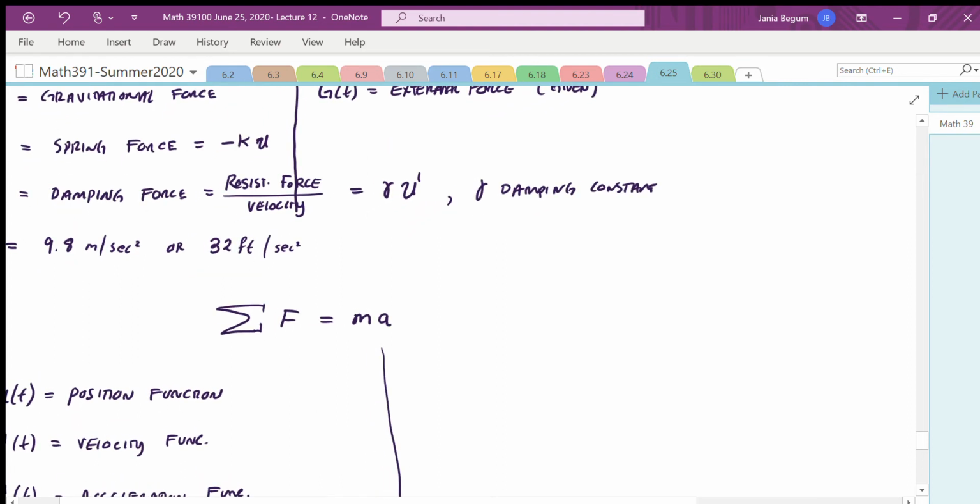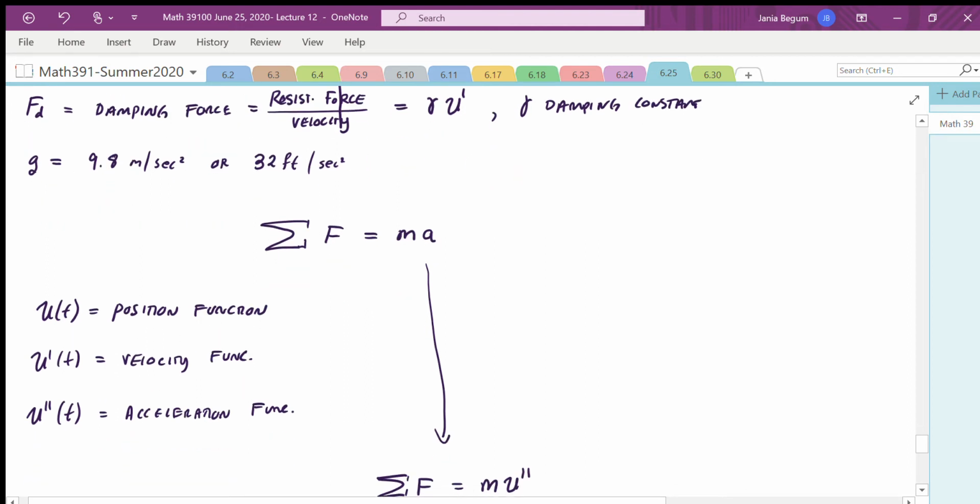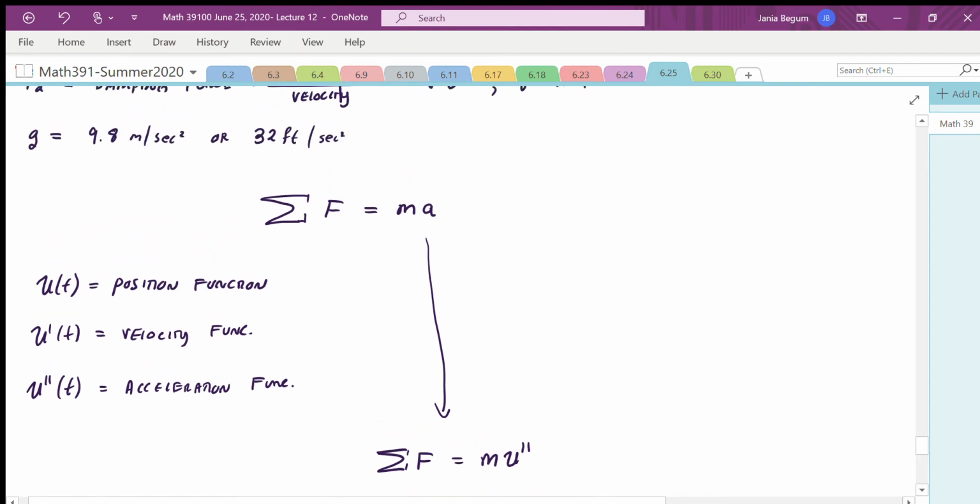Well, if we use calculus, we know position, you can label it as a function u of t. And then if we take the first derivative of any position function, we have the velocity function. So that's u prime of t. And then if I take the second derivative of the position function, or take the derivative of the velocity function, you have the acceleration function. And then by replacing that into this formula, we have the sum of the forces equal to ma. A is the acceleration, so we replace that with mu double prime.